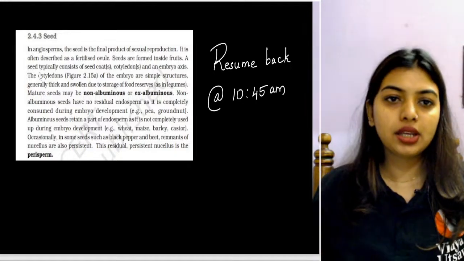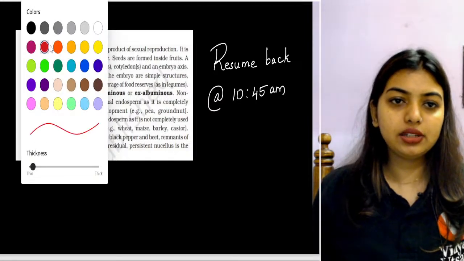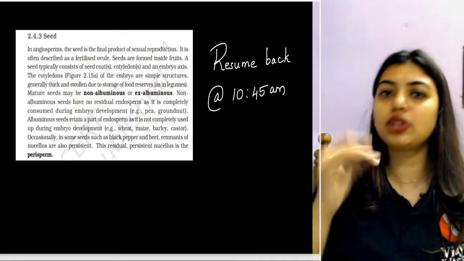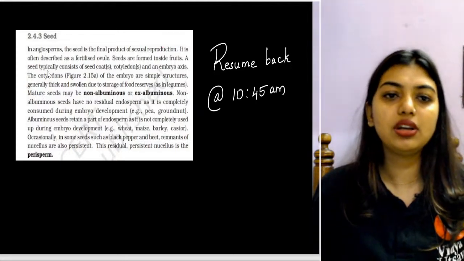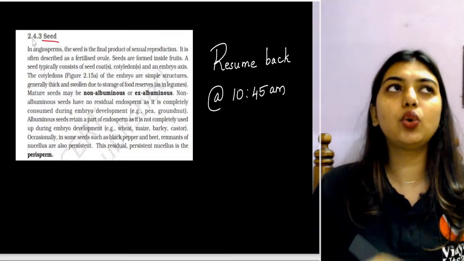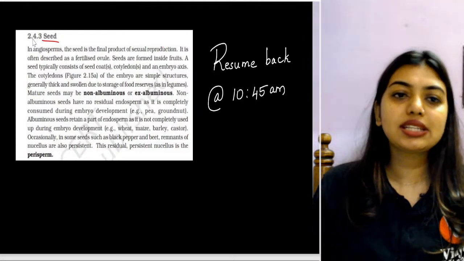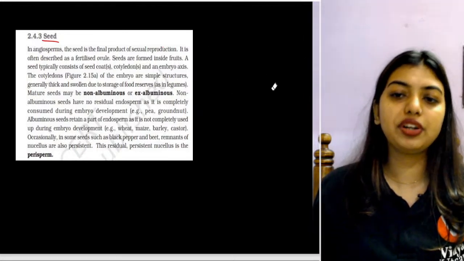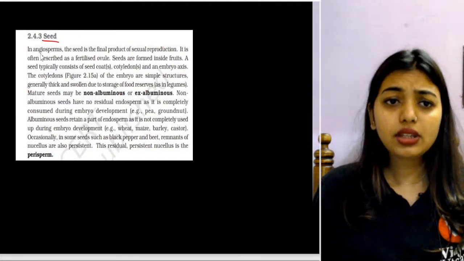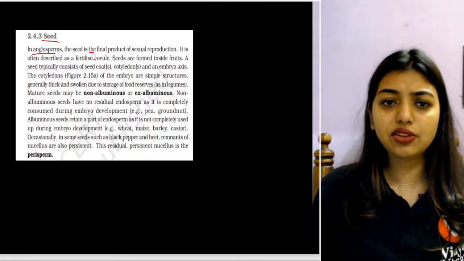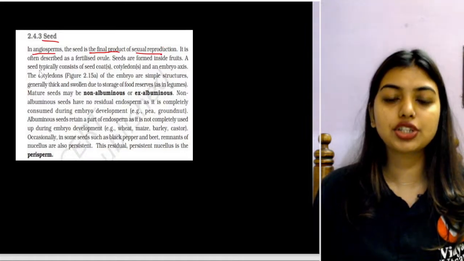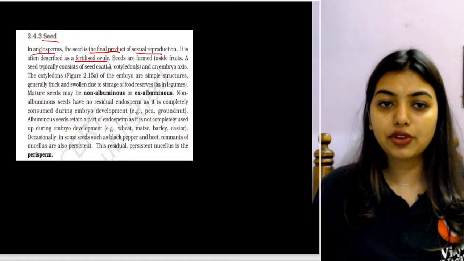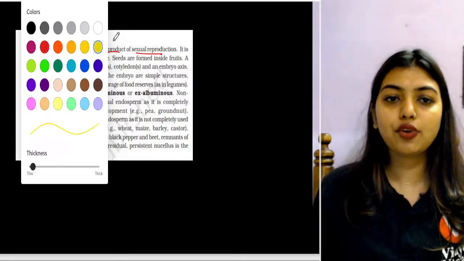Okay, so we will continue with seed. We understood endosperm, we understood two types of endosperm, nuclear and cellular. Now we're going to understand seed, because the whole point of doing this entire sexual reproduction is so that we get the seed and the fruit out of it. In angiosperms, the seed is the final product of sexual reproduction. It is often described as a fertilized ovule. So seed is formed from the ovule.